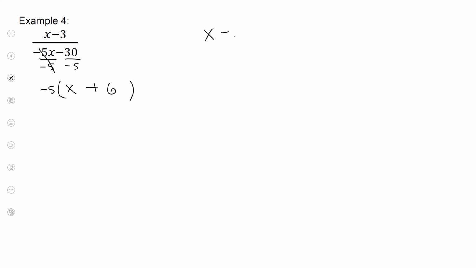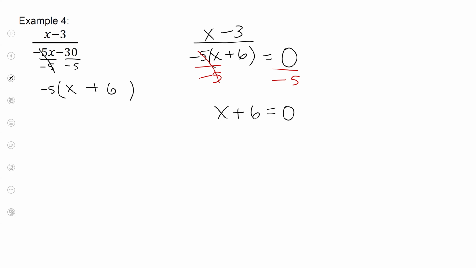Does anything cancel out, guys? No? Okay. Nothing canceled out. So we just set this equal to 0 and solve. So we can divide by -5. We'll get x plus 6 equals 0. So subtract 6, x is -6.